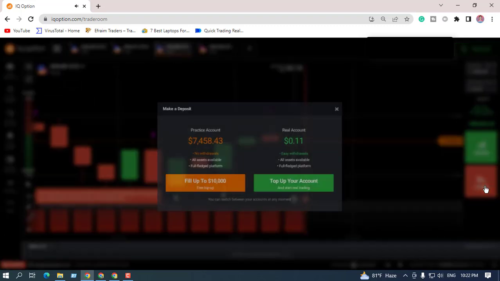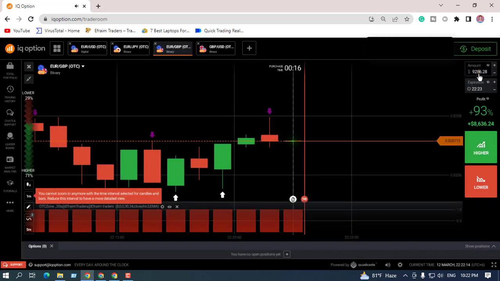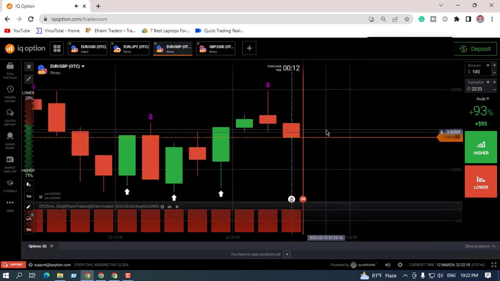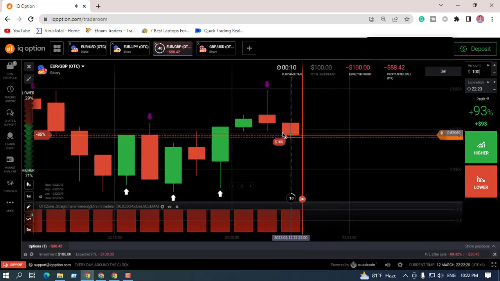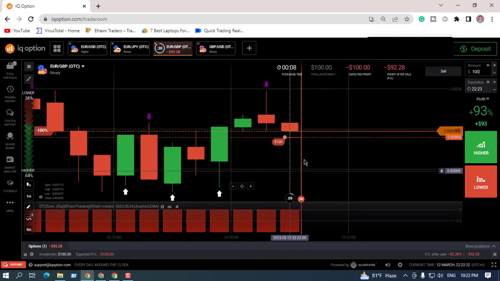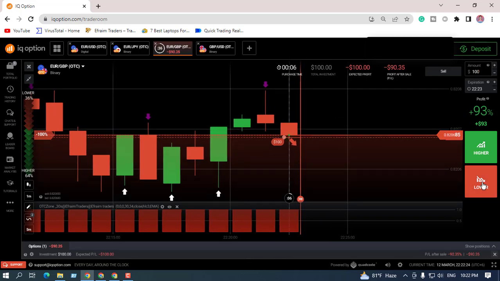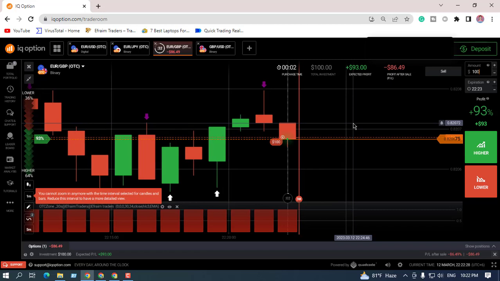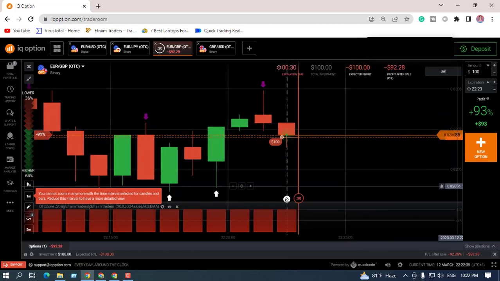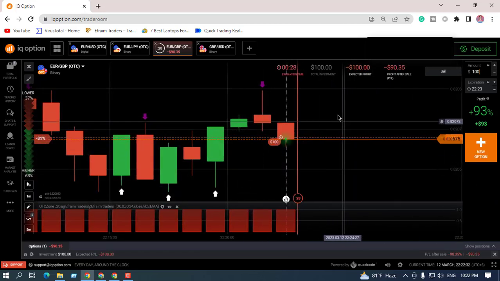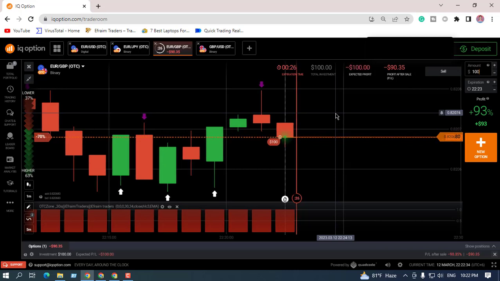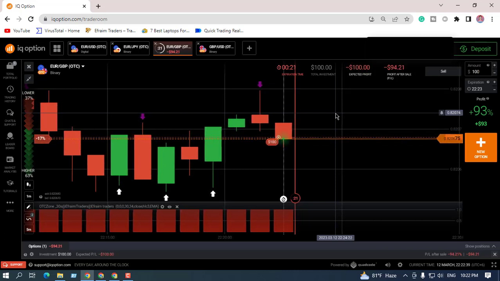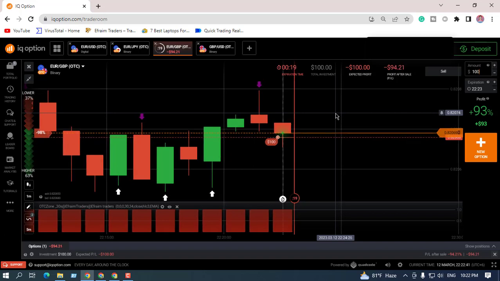And here is a down. Okay, I do not have enough balance. $100 trade. Oh shit, very late entry. Very late entry. I have placed the trade very late. Okay, let's see the result.